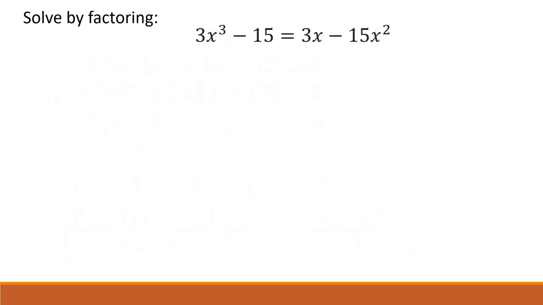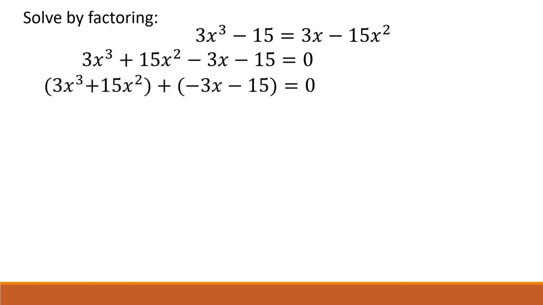Let's look at one more example. We'll solve 3x cubed minus 15 equals 3x minus 15x squared. If we're going to use the zero product property, we need to have everything on one side of that equal sign, and we'll make sure that we put all the terms in descending order of exponents. So we know that 3x cubed plus 15x squared minus 3x minus 15 equals 0.